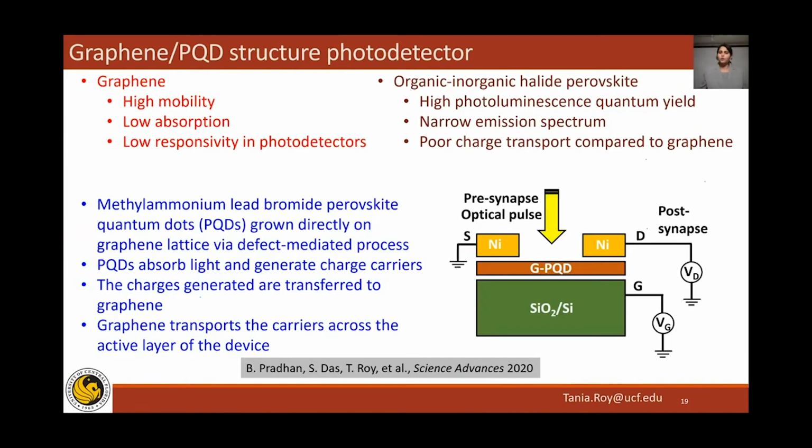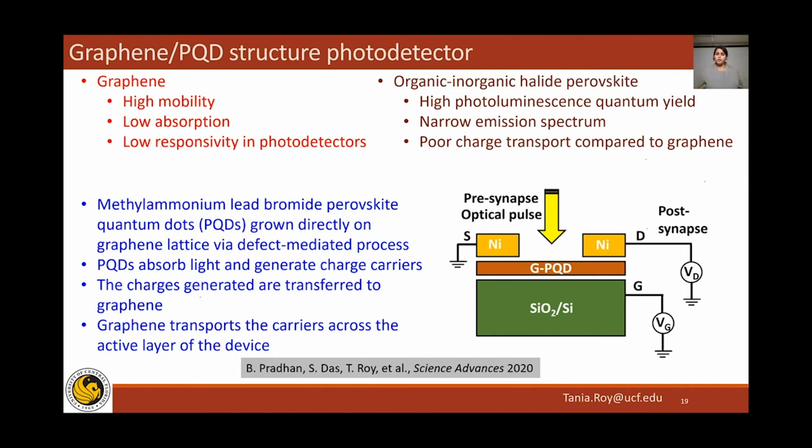So what did we do towards that in that regard? We are using a graphene perovskite quantum dot structure, first as a photodetector. So why graphene? Because graphene has high mobility, but by itself it has low absorption, low band gap. That's why it is not a great photodetector at all. But organic-inorganic halide perovskites are very good photodetectors in the sense they have high photoluminescence quantum yield, but then they have poor charge transport. Mobility is very low. So what we did is we were able to grow these perovskite quantum dots directly on the graphene lattice. So it forms a superstructure.